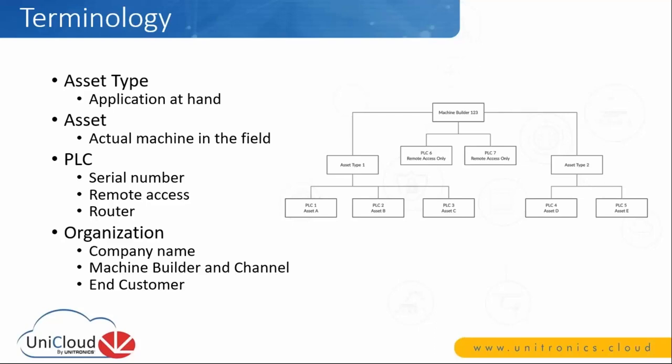Now, the PLC is going to be validated by a serial number that is on the white sticker on the hardware where the part number is located. Once the validation process has happened, this is going to allow remote access. And in some cases, a router or UCR model is needed in order to pass telemetry from asset to the cloud.